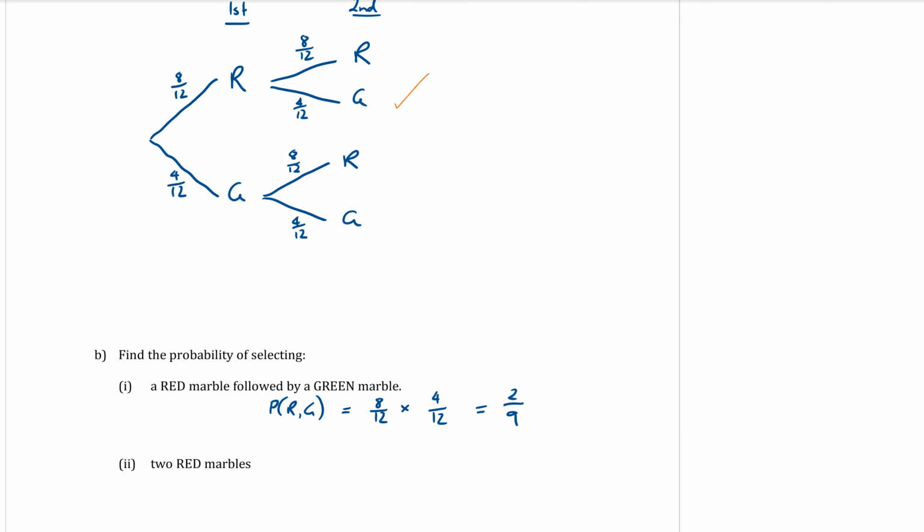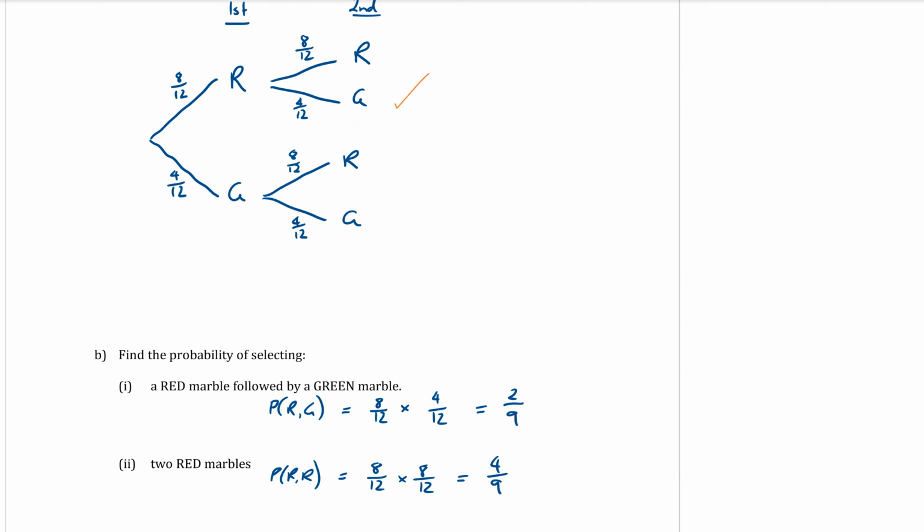Part 2, 2 red marbles, which means I want to do this one up here, the red. So that's going to be probability red, red, multiply along the branch. 8 over 12 times 8 over 12. And that equals 4 over 9. And they're the exact same questions.